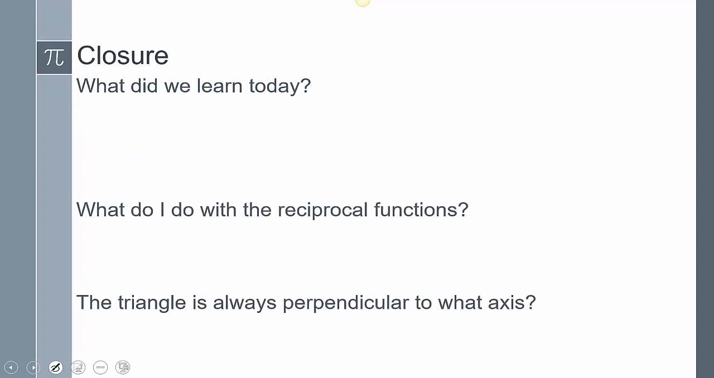So in closing of today's lesson, what did we learn today? Well, we examined trig ratios with tangent and its reciprocals, and so I want to hear from you. What do I do with the reciprocal functions? And the triangle is always perpendicular to what axis? This does conclude our lesson. If you have any other questions, please leave them in the comments.